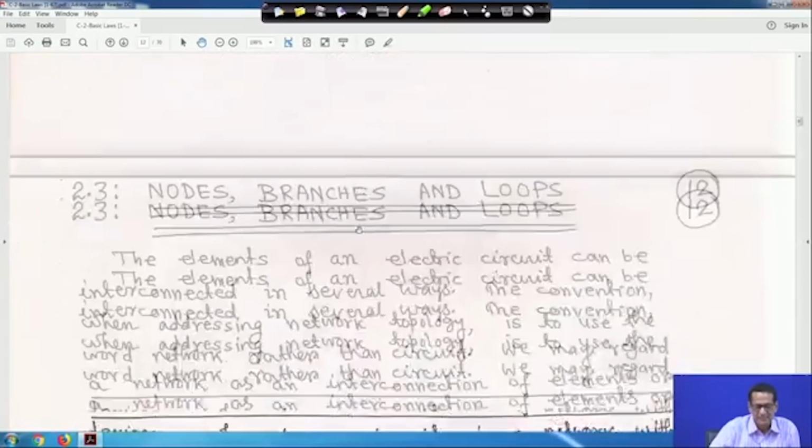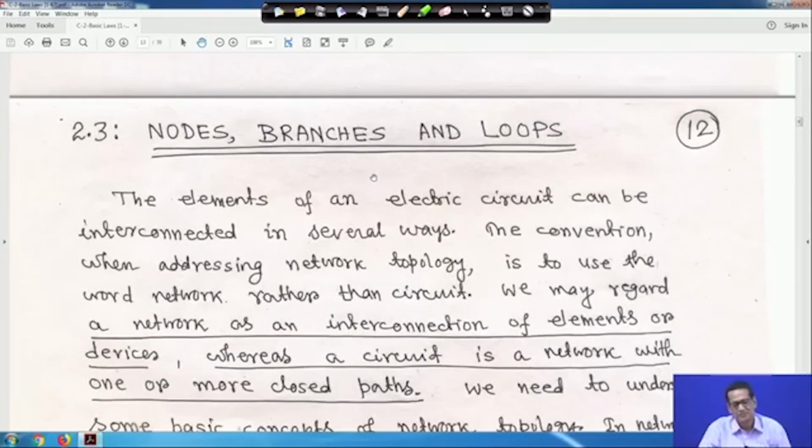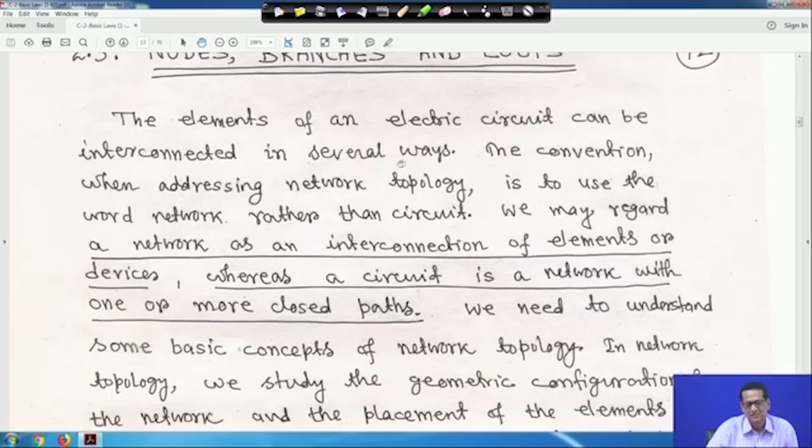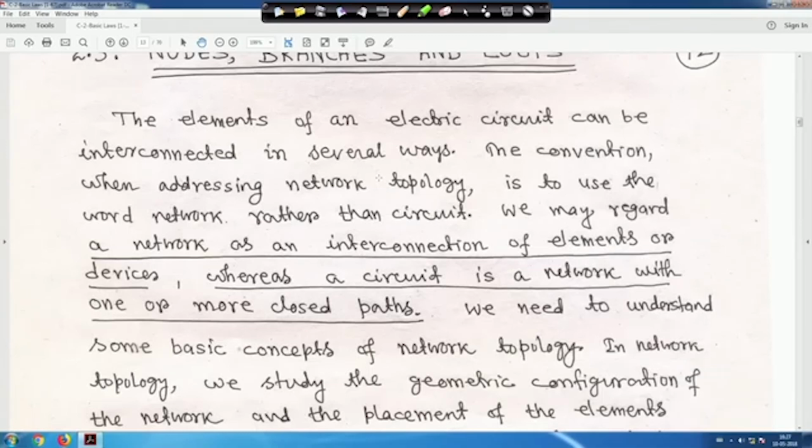So next are nodes, branches and loops. These three things we now have to try to understand a little bit. The elements of an electric circuit can be interconnected in several ways. The convention when addressing network topology is to use the word network rather than circuit. We may regard a network as an interconnection of elements or devices, whereas a circuit is a network with one or more closed paths, that I have underlined for you.